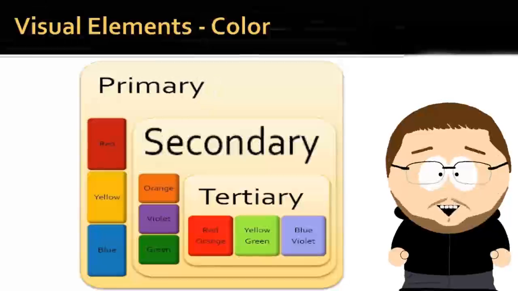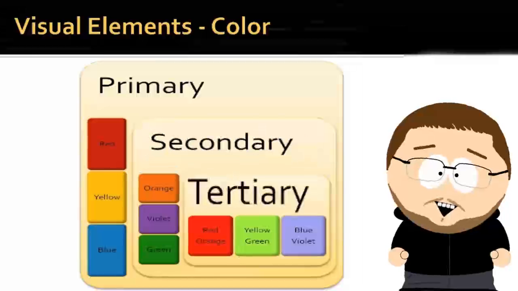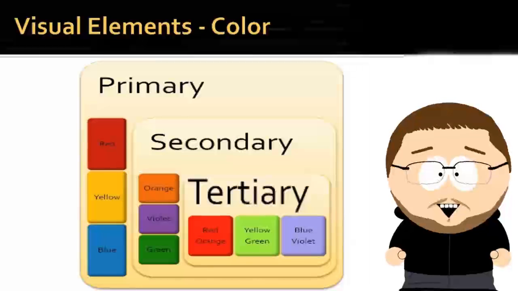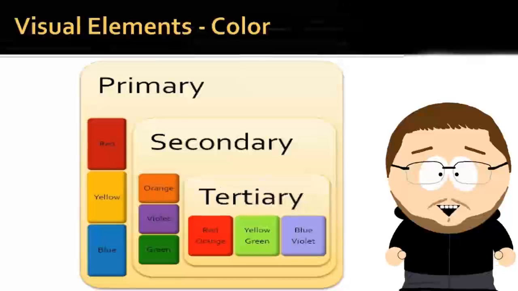Secondary colors: orange, violet, green. These colors are created by mixing two primaries. Tertiary or intermediate colors: red-orange, yellow-green, blue-violet, etc. Mixing a primary with a secondary color creates these colors.